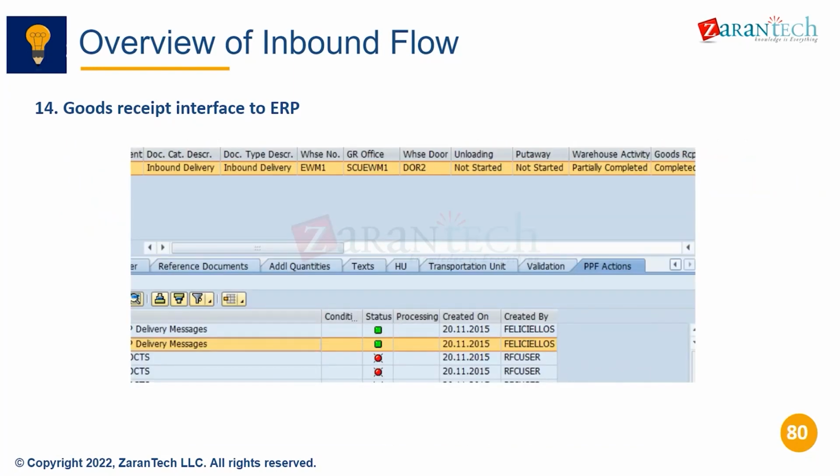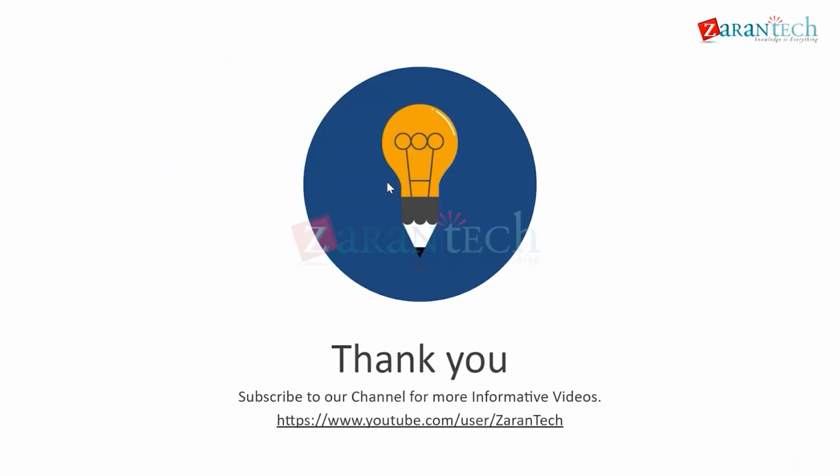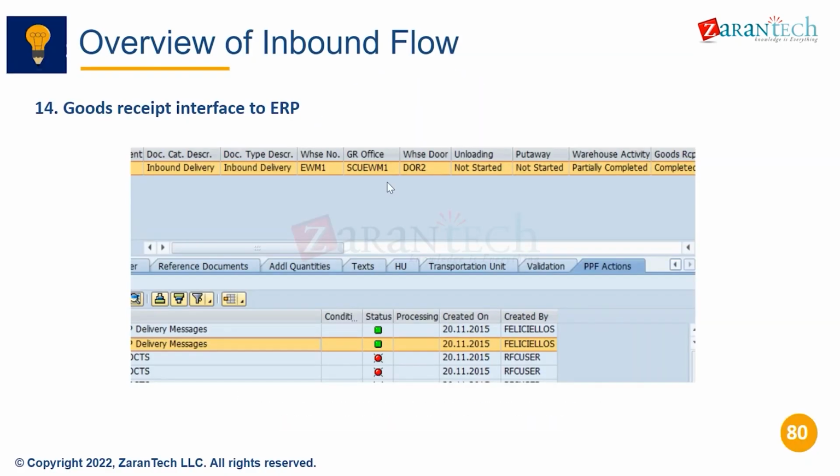Goods receipt interface: once it is completed, you can see the status here, putaway and goods receipt completed, at the inbound delivery level. These are some of the statuses: unloading completed, putaway, warehouse activity, and goods receipt completed. So this PPF also gets triggered. This is at the inbound delivery level, in the inbound process.